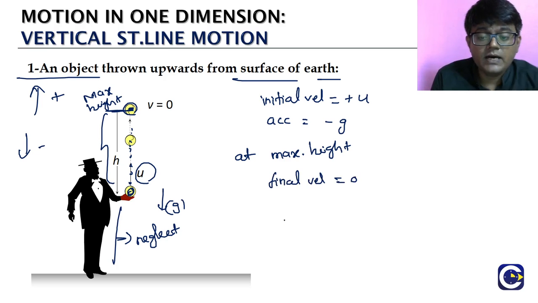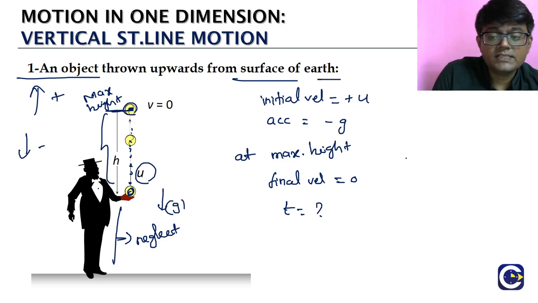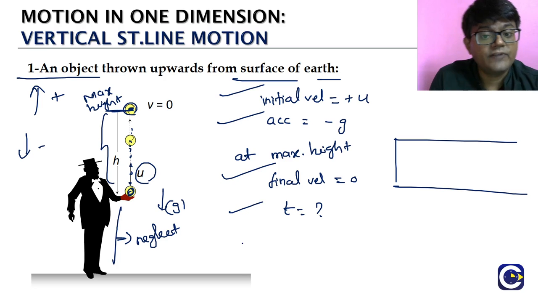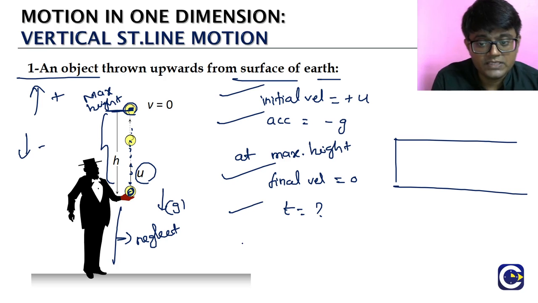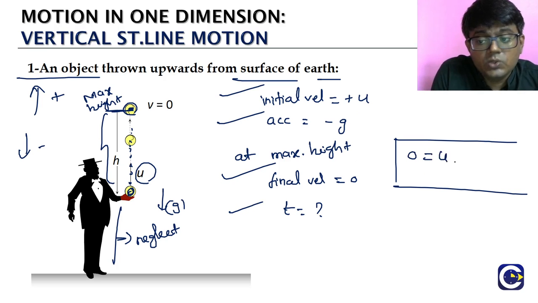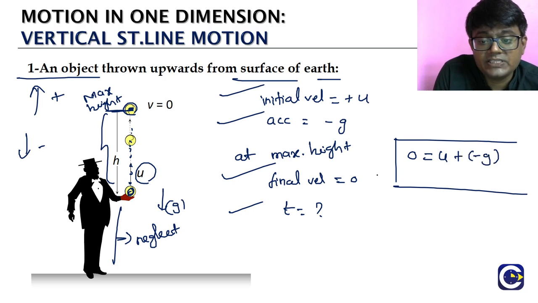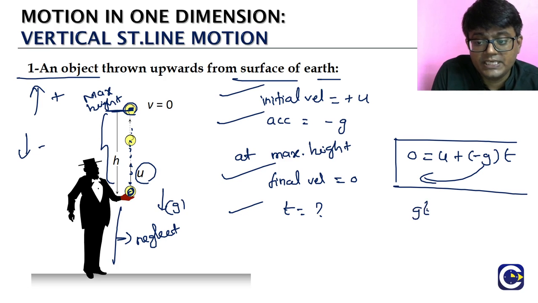Okay, now let us find out the time it takes to reach that maximum height, because we can use the equations of motion. We have initial velocity, acceleration, final velocity, and we have to find the time. What is the relation? v is equal to u plus at. Final velocity, what is the final velocity here? 0 is equal to initial velocity u plus acceleration into time. Acceleration is minus g into t. Look at this. The minus gt, we can bring it to the left side. Minus gt will become plus gt. So gt is equal to u.